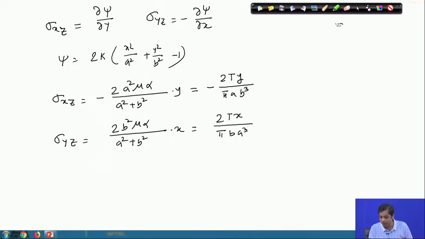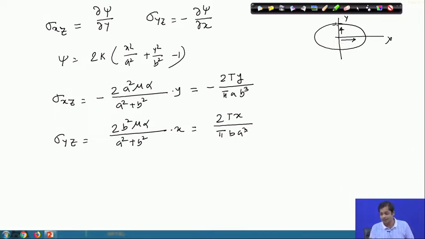If the cross section is this, with x direction and y direction, the stress xz acts in this direction, and yz will be in this direction. It is acting on a plane perpendicular to the normal to the y axis. But the direction of the stress is perpendicular to the z axis, and the direction of the stress is either in x direction or in y direction.